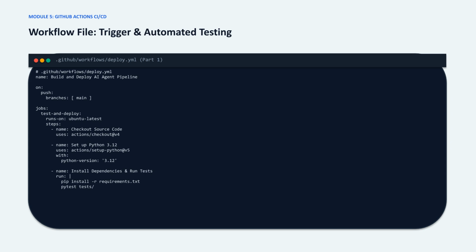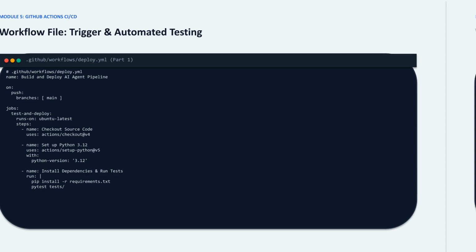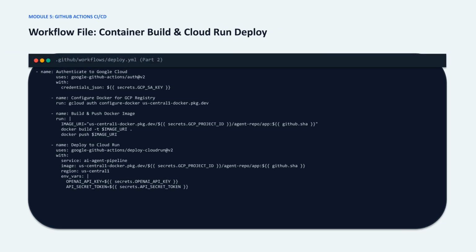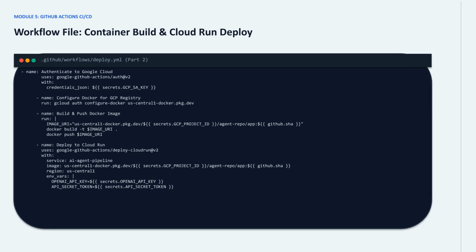Our workflow configuration starts by defining the trigger on the main branch. The initial jobs focus on checking out the code, setting up the Python environment, and running your test suite to ensure the agent logic is sound. After the tests pass, the pipeline proceeds to authentication and deployment. We configure the Docker client to talk to the Google Artifact Registry, build the tagged image, and deploy it directly to the Cloud Run environment.